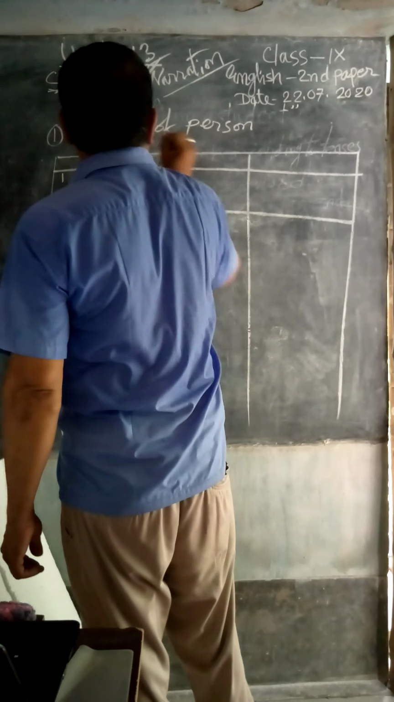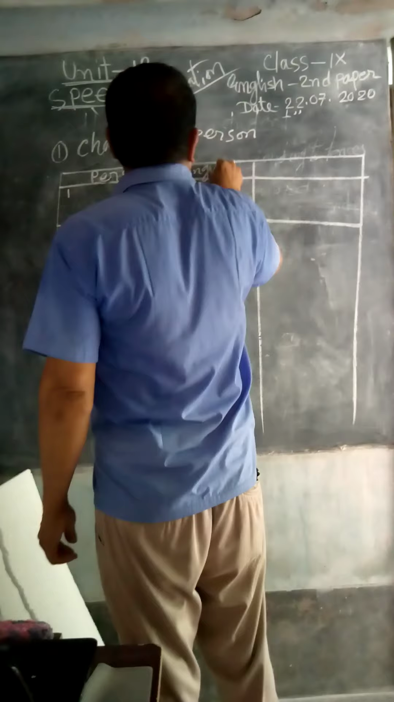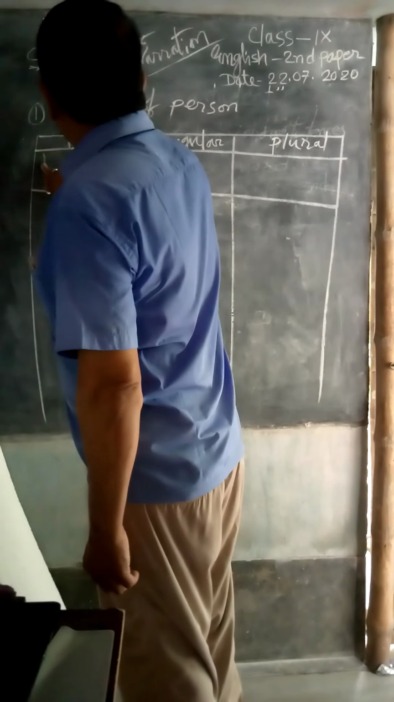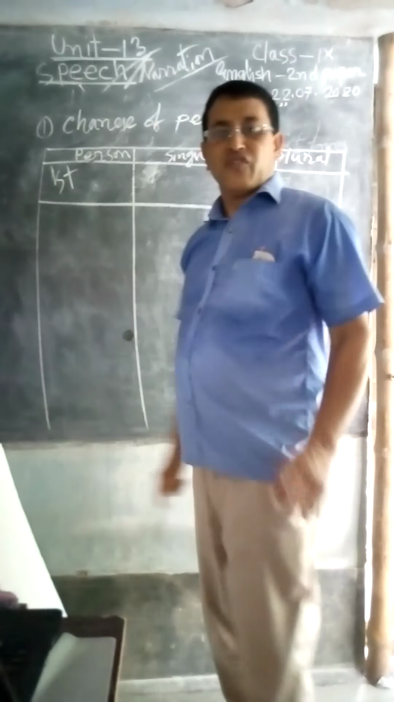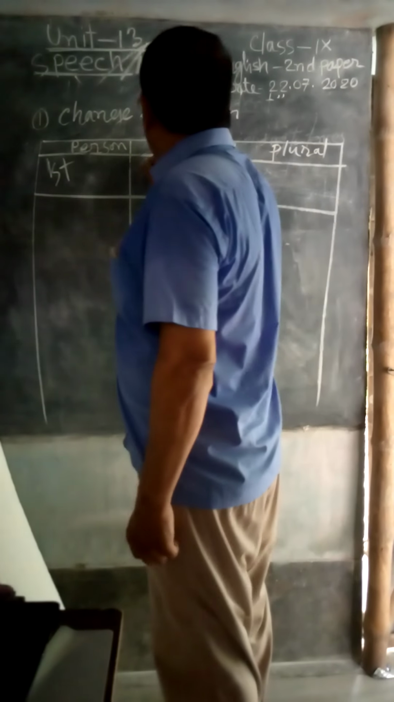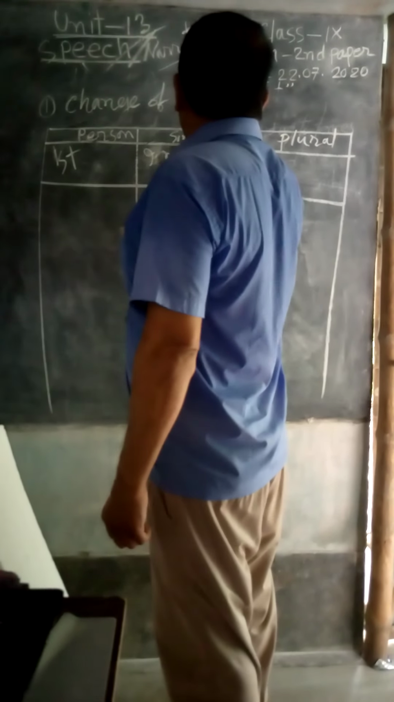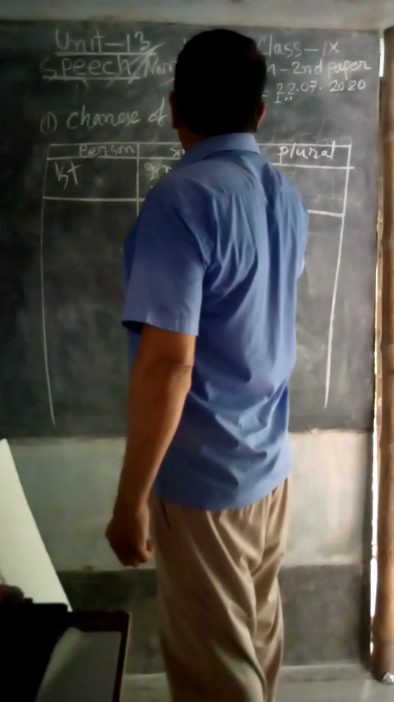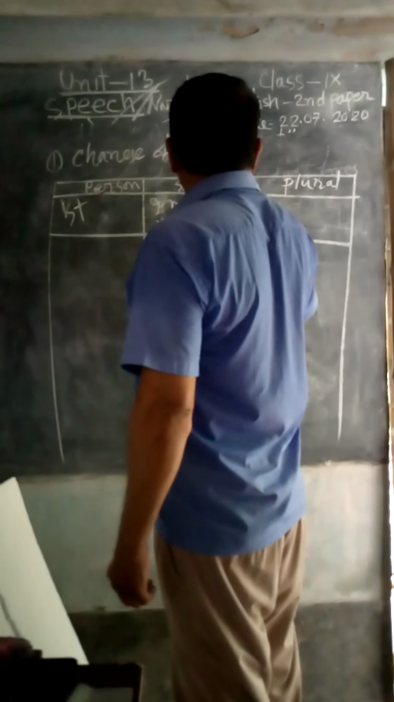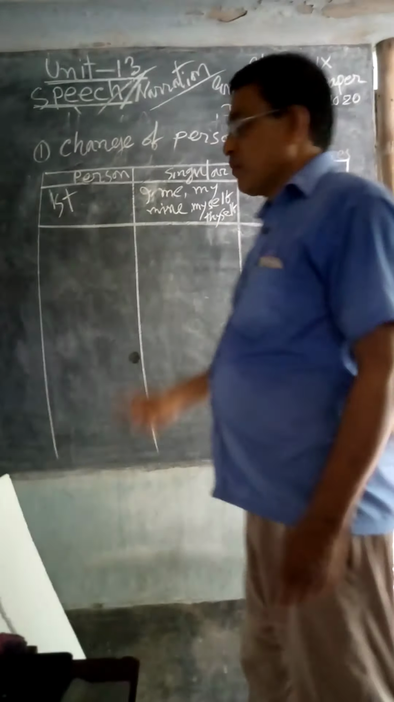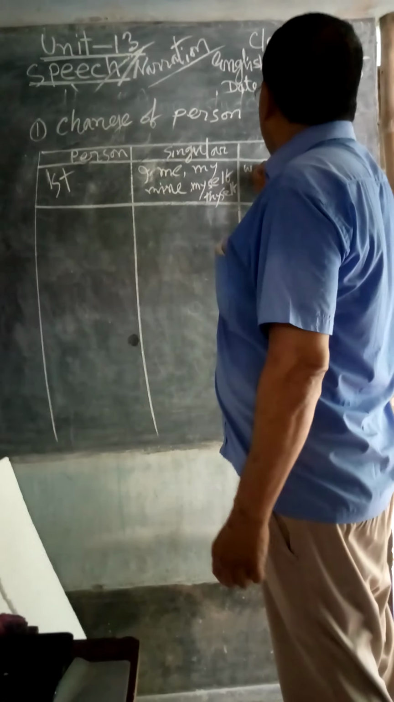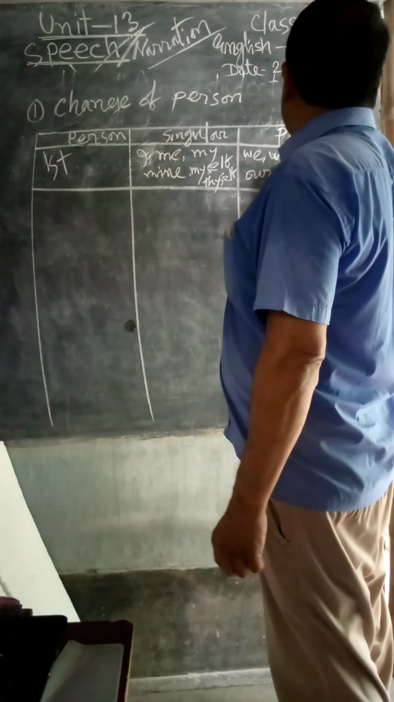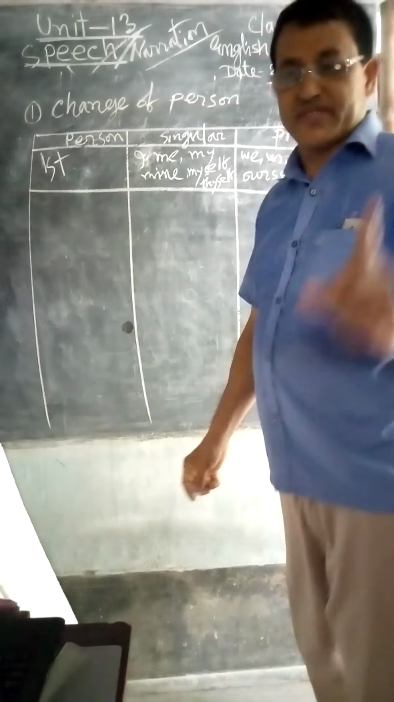Person. Singular, plural. First person: I, me, my, mine, myself, thyself. Plural number is we, us, our, ours, ourselves.